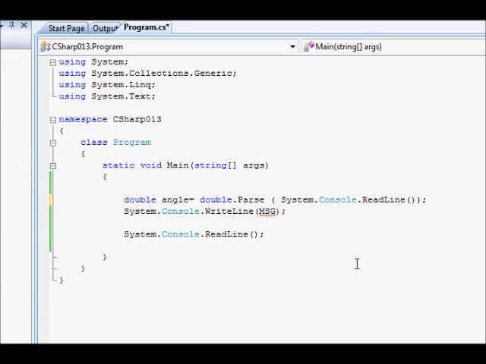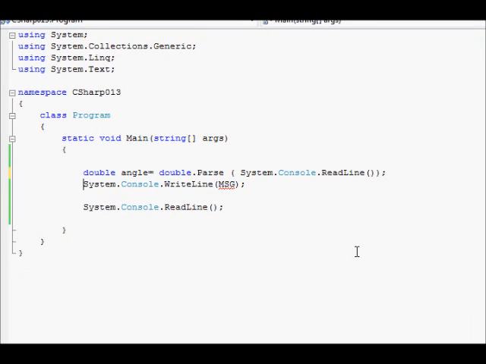Okay, so far so good, I suppose. Now we just finished reading the angle in degrees, of course.